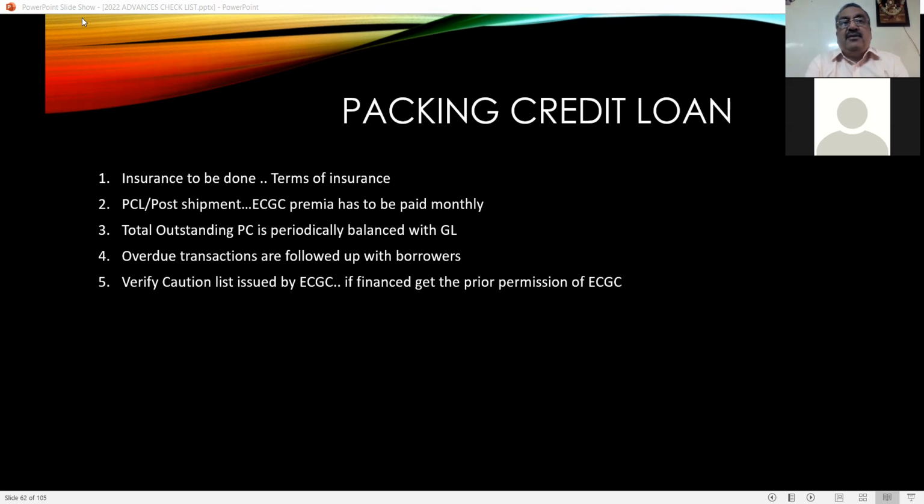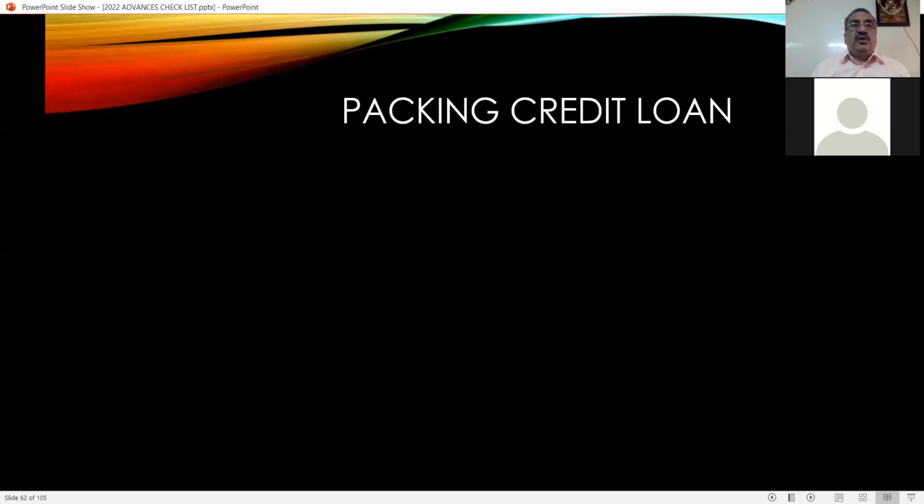And point number 5, verify the caution list. If anyone has already exported without verifying the caution list, then they have to get prior permission from ECGC. Otherwise, ECGC, the Export Credit Guarantee Corporation, will not settle the claim if anything goes wrong.